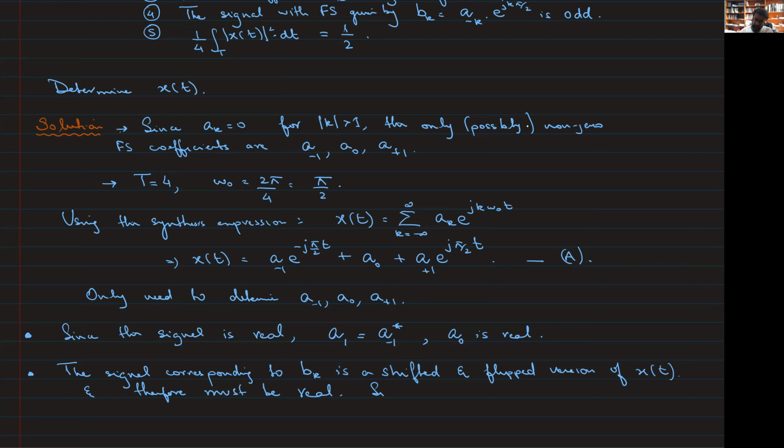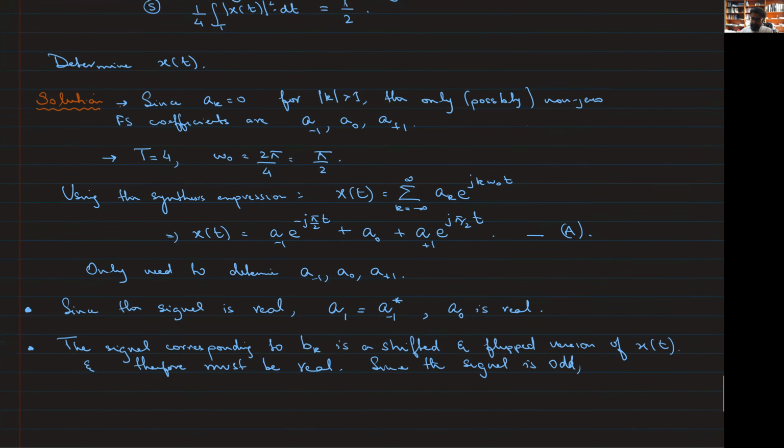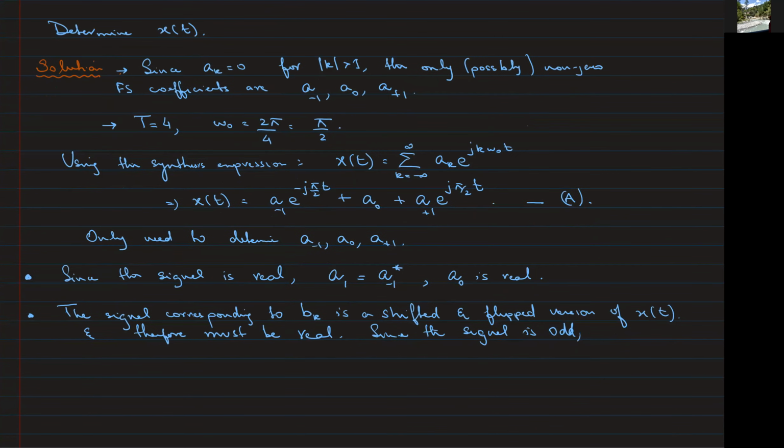Since this signal is odd, what can I say about B0? Even, sir, it will become 0, right? Okay, please say that again. Sir, it will then become 0. Since the signal is odd, what can I say about B0? It becomes 0. Is that what you're saying? Yes sir. All right. So B0 is indeed equal to 0.